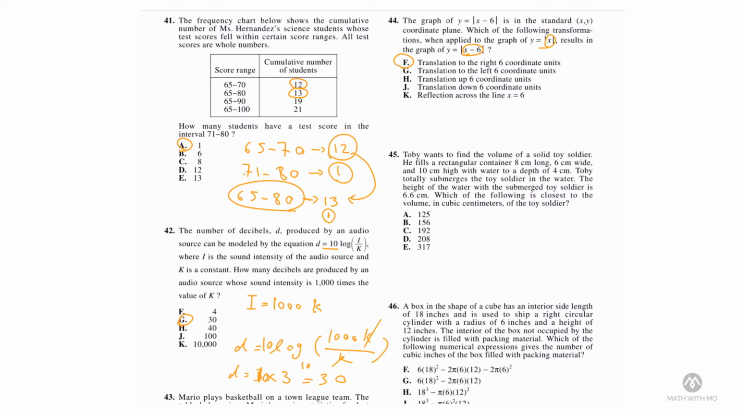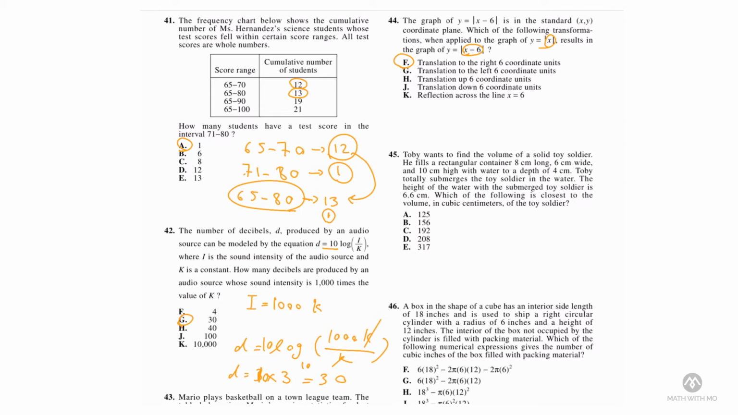Toby wants to find the volume of a solid toy soldier. He fills a rectangular container 8 centimeters long, 6 centimeters wide, and 10 centimeters in height with water to a depth of 4 centimeters. Toby totally submerges the toy soldier in the water. The height of the water with the submerged toy soldier is 6.6. Which of the following is closest to the volume in cubic centimeters of the toy soldier?